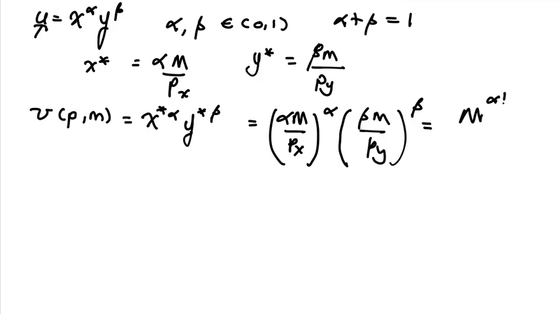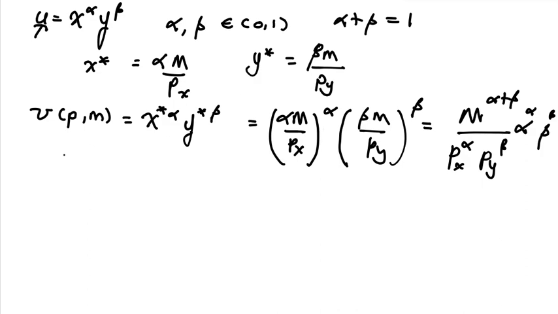m to the power of alpha plus beta over px to the power of alpha times py to the power of beta, and then we have what? We have alpha to the power of alpha multiplied by beta to the power of beta. So this is our indirect utility function.